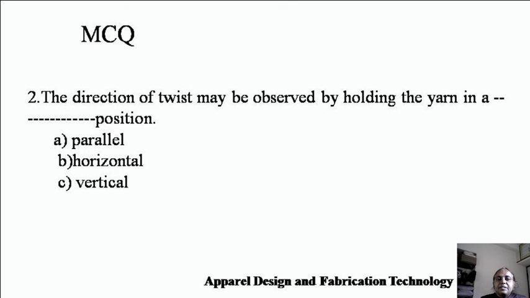Next is, the direction of the twist may be observed by holding the yarn in a dash position. Here in the description you understood how to identify the direction of the twist. The options are A, parallel position, B, horizontal position, C, vertical position. Parallel is not the correct answer, horizontal also is not correct. It is by holding in a vertical position. So C is the correct answer.